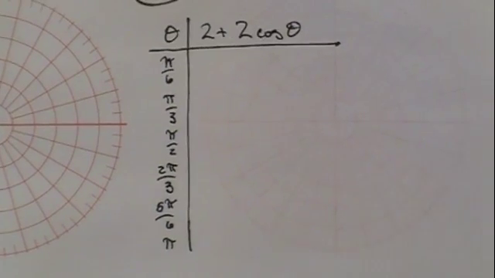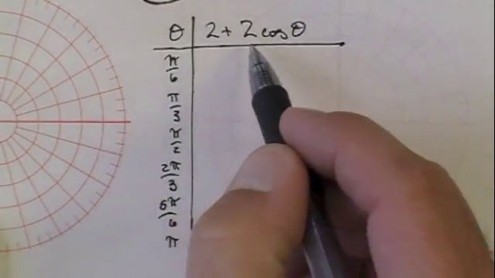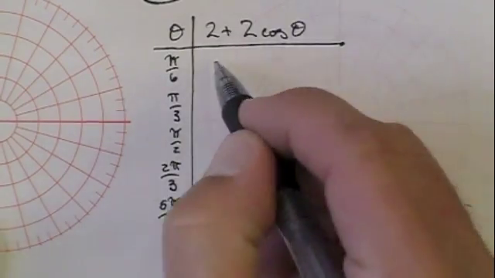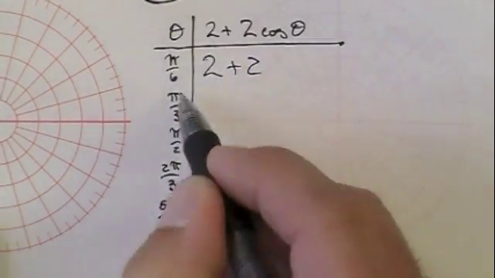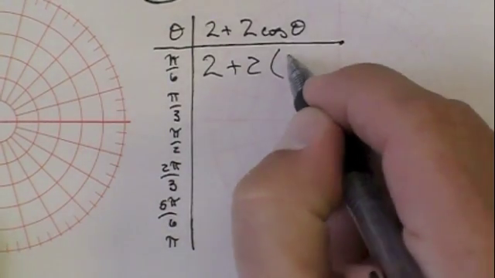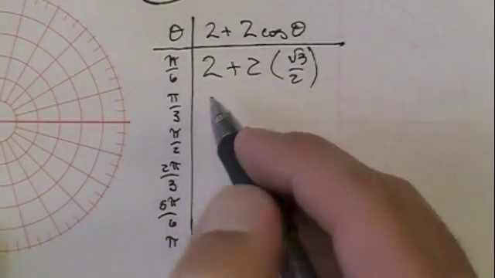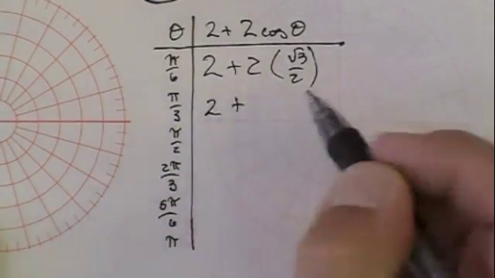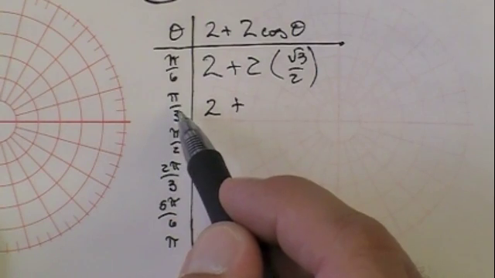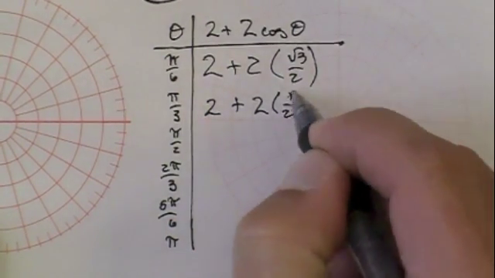We're going to use our unit circle, and we're going to go through. First of all, it's 2 plus 2 times the cosine of the angle. So if I take cosine of pi over 6, I know that that is square root of 3 over 2. It's a value on our unit circle. And then next one, we're going to have 2 plus, this time I'm plugging in cosine of pi over 3, so I have 2 times 1/2.